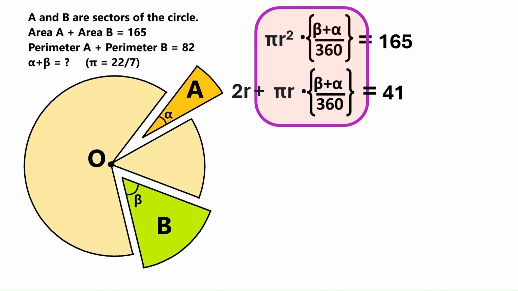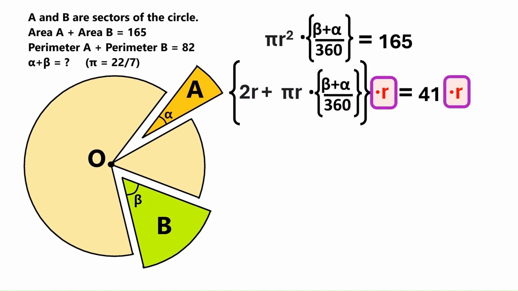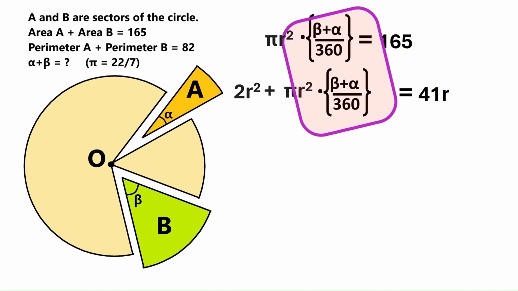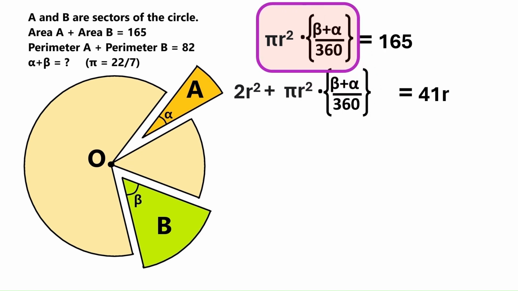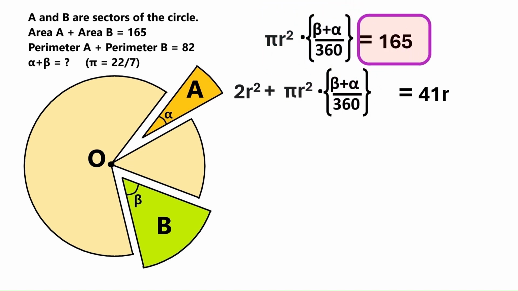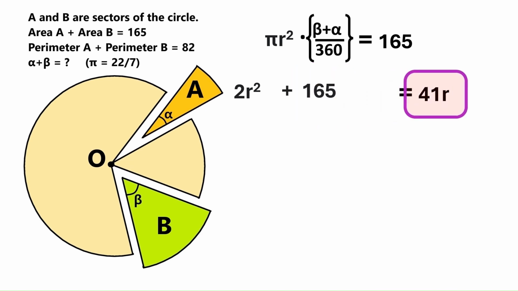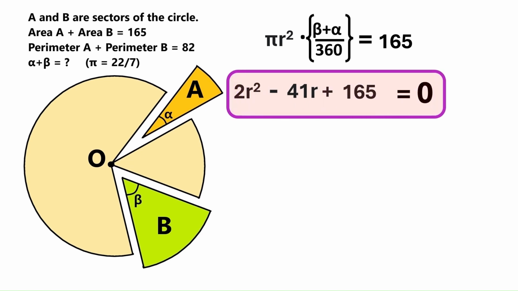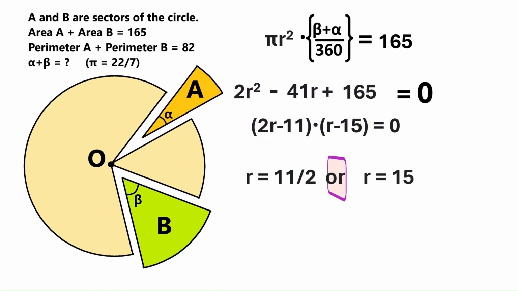Now, we'll do something with this one that will make things a lot easier. We'll multiply both sides of it by r. The left-hand side becomes this, and the right-hand side becomes this. And we now have this identical expression in both equations. This entire thing equals 165. So let's just replace this part of the second equation with 165. And now we can take this 41r to the left, where it becomes minus 41r. We've got a quadratic equation, and it factorizes into this. So r is either 11 over 2 or 15.